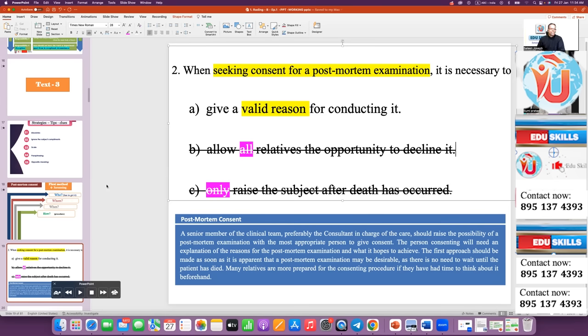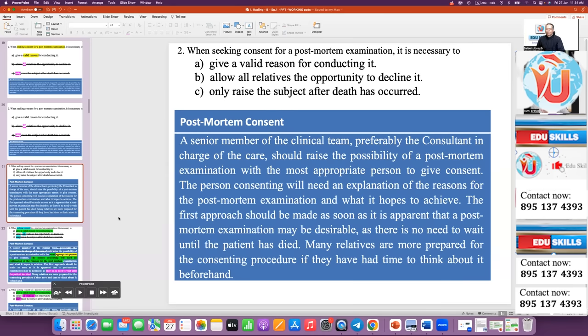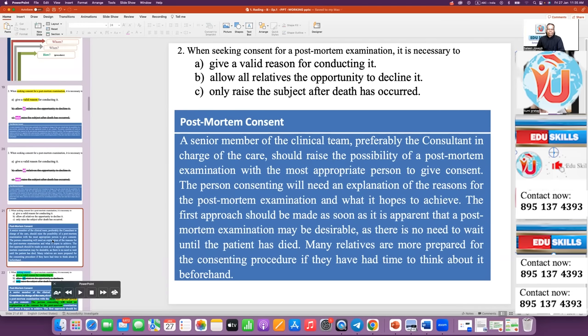How beautiful, you see? Text 3. Postmortem consent. A senior member of the clinical team, preferably the consultant in charge of the care, should raise the possibility of a postmortem examination with the most appropriate person to give consent.